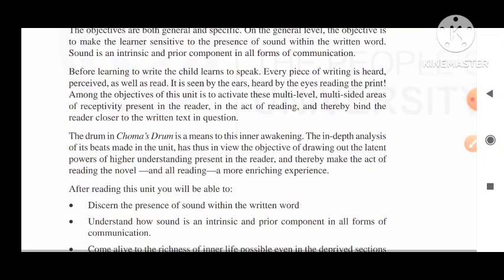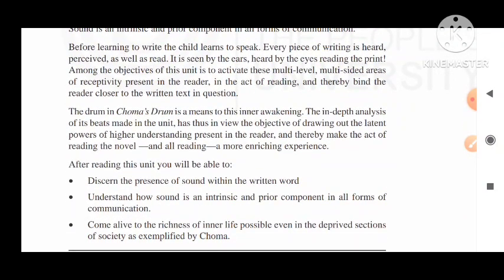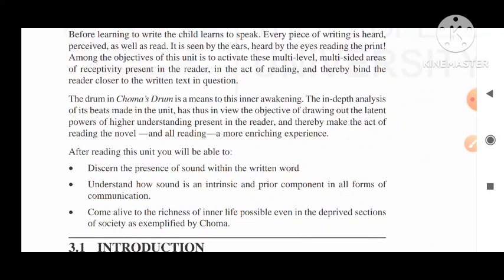Now the specific objective: the drum in Choma's Drum is a means to this inner awakening. Drum means the beating of a musical instrument so that a person awakens. It is an inner awakening. A person should awaken from the inner, psychological level.